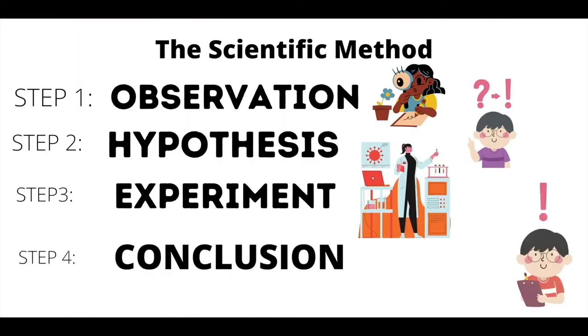The final step of the scientific method is the conclusion. In the conclusion, there are 3 important things that you must include. The first is the summary of the overall experiment. The second is the results of the experiment. And the third is whether you accept or reject the hypothesis.